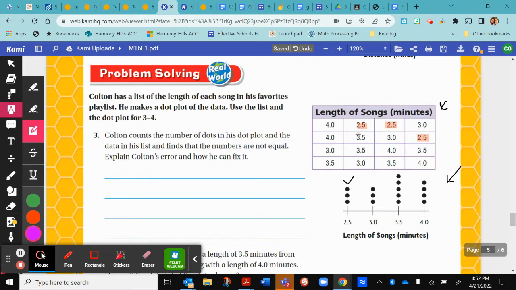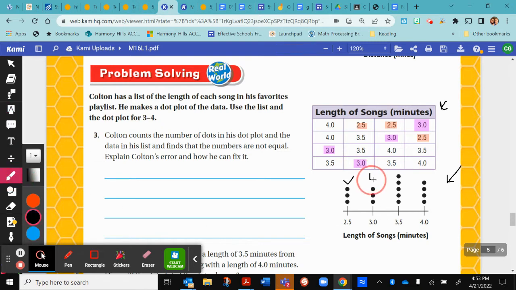The next one, it's 3. So does he have 3 in the 3? Let me come down through each column. I have 1, 2, 3, there we go, 4. So for here, I'm going to put 4.